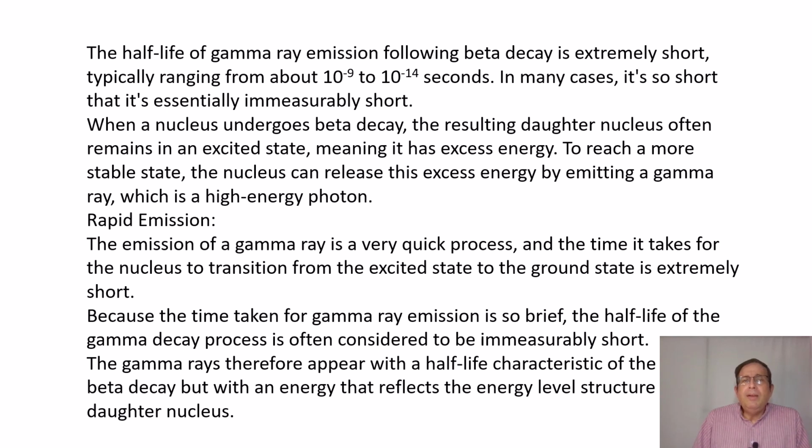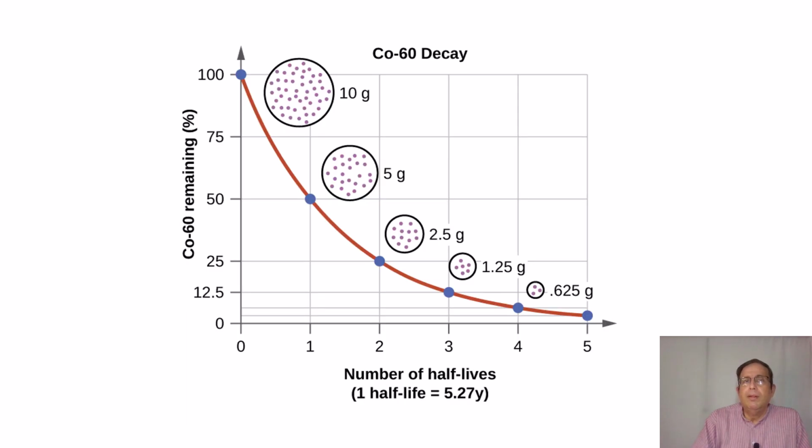Because the time taken for gamma rays is extremely short, the half-life of the gamma decay process is often just considered to be the half-life of the characteristic beta decay that is taking place before the gamma decay. So the energy level of the gamma decay is basically that of a daughter nucleus, whereas the half-life is that of the parent nucleus.